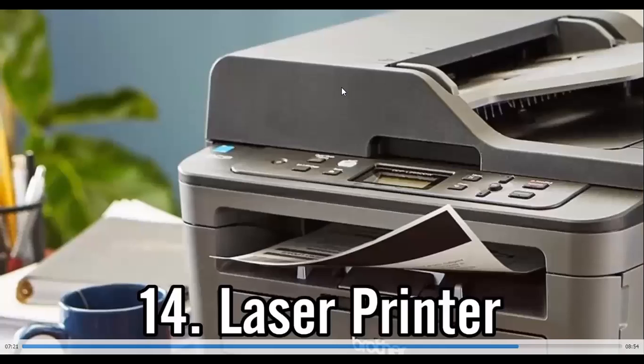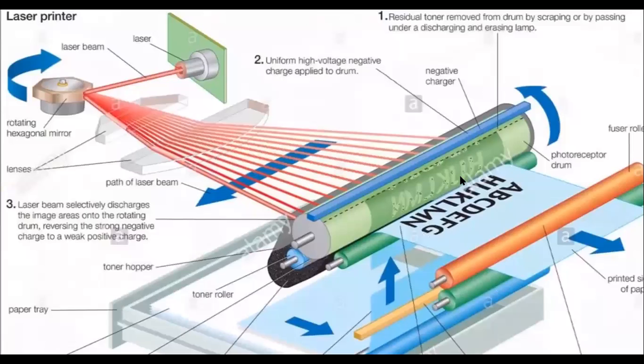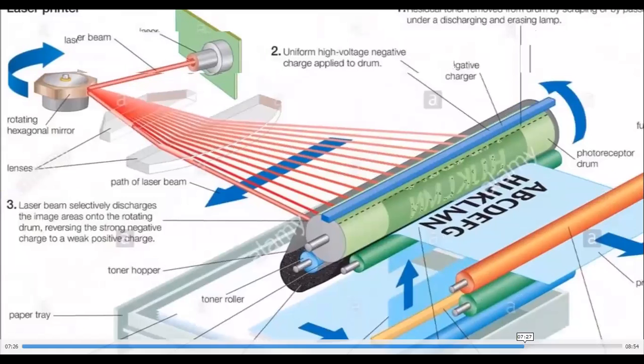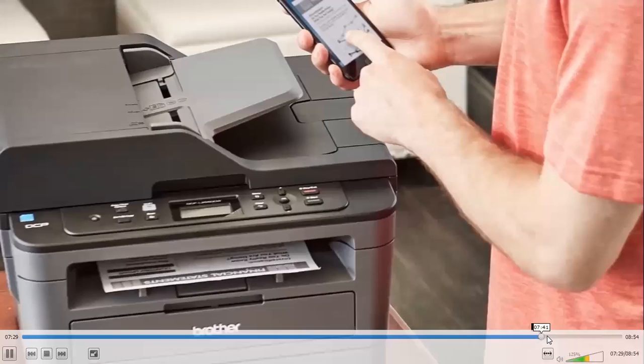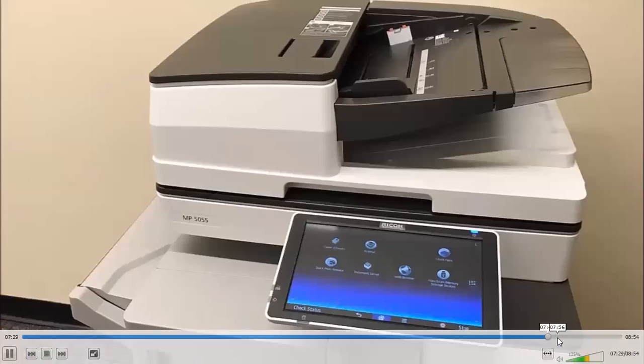Number 14 is a laser printer, and inside of these type of printers, the computer board will come up with whatever the image is supposed to look like, whether it be text or a picture. It'll tell the laser inside what the drum is supposed to be.